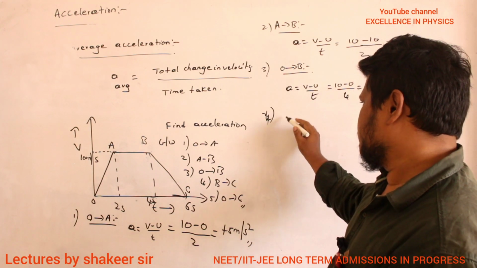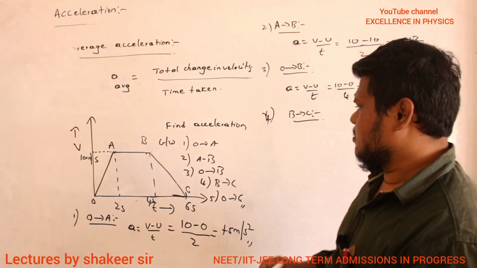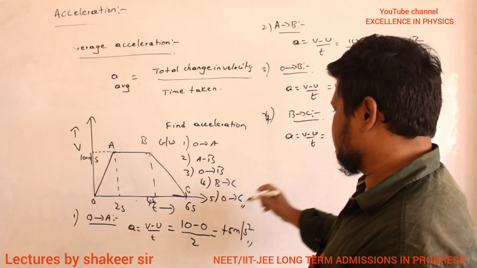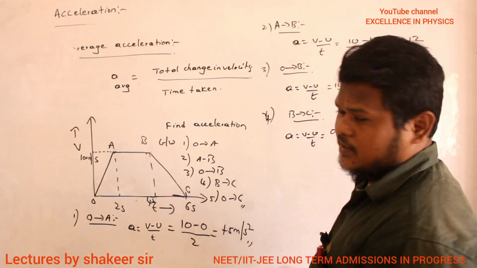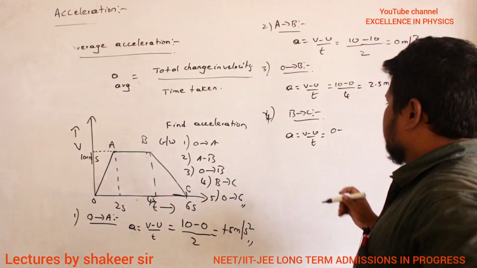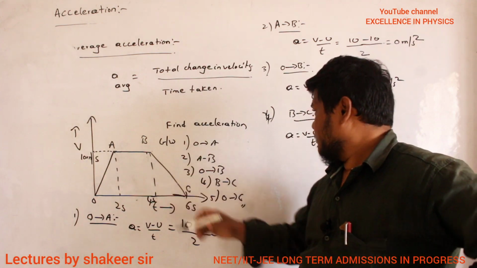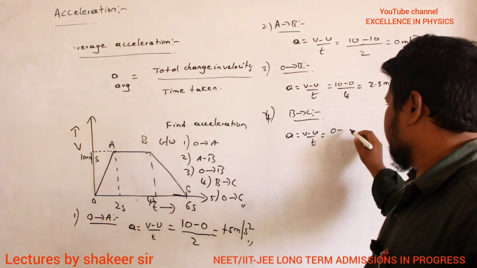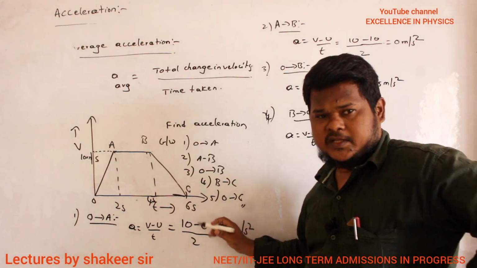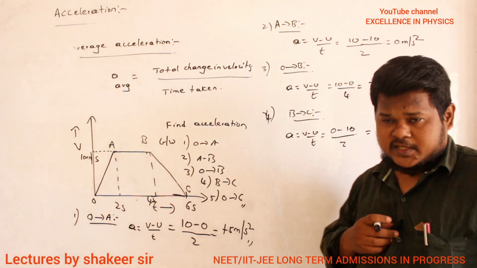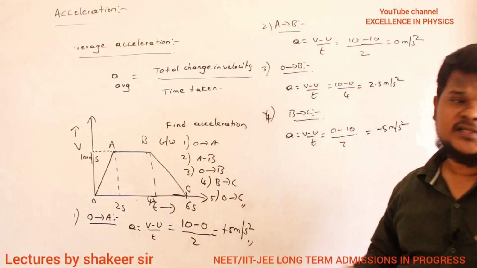Fourth one, B to C. In between B to C, again same equation, a equals v minus u divided by t. Final velocity at point C is 0. Initial velocity at point B is how much? 10. And the time taken is 4 to 6. Time taken 2 seconds. So total acceleration is how much? Minus 5 meter per second square. So what does minus 5 indicate? Minus 5 indicates that velocity is decreasing in this condition.